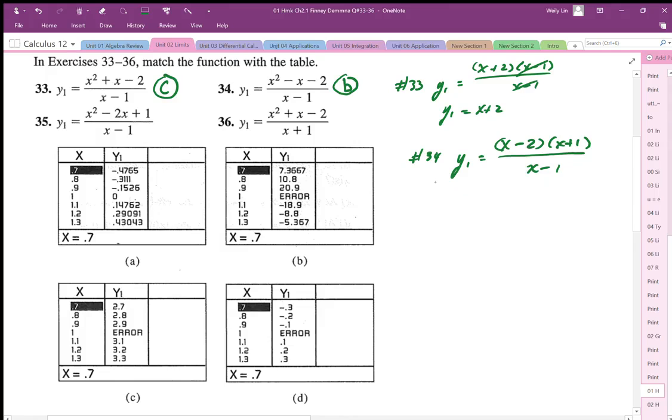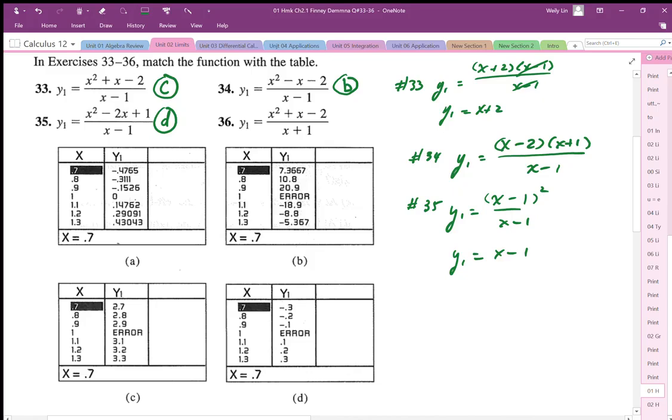So then number 35, if we do the same thing, we're going to simplify this expression, x minus 1 squared over x minus 1. This simplifies to x minus 1. As we plug in values of x, we end up with x minus 1. If we plug in 1.1, we end up with 0.1. If we plug in 0.9, we get negative 0.1. So D is going to represent the table for number 35.